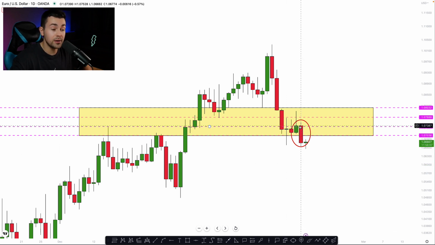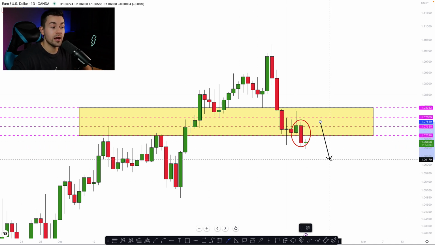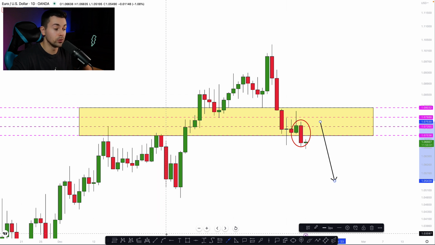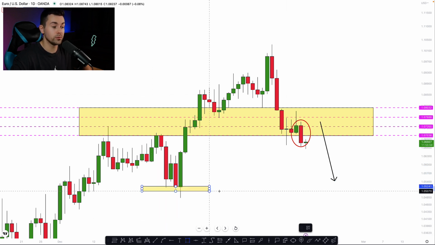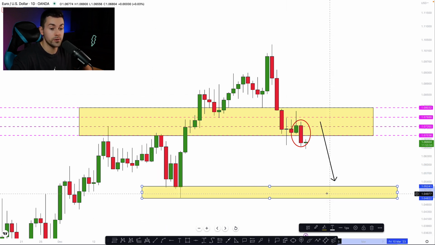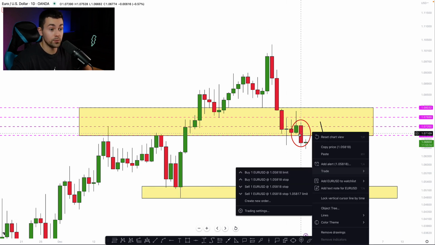And on Friday, that structure cluster was broken. So now I believe that the pair may drop lower. And so far, the closest strong daily support that we see is over here. So probabilities will be high that quite soon that support will be reached.